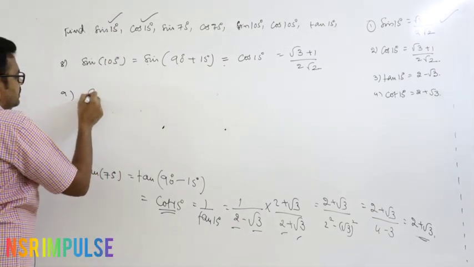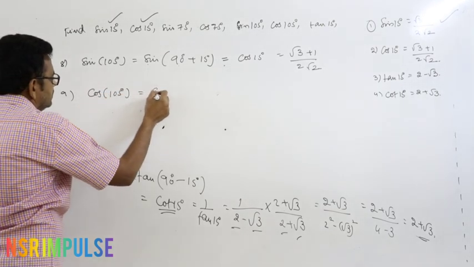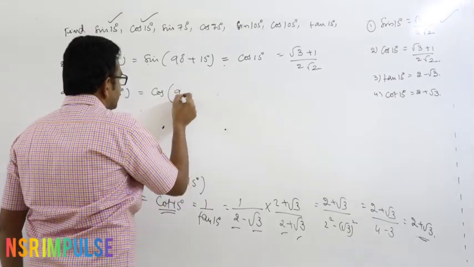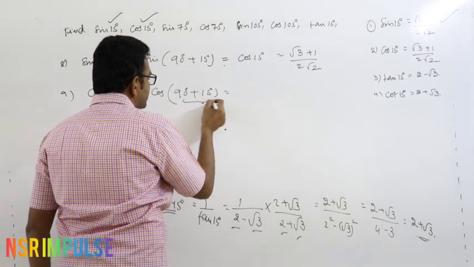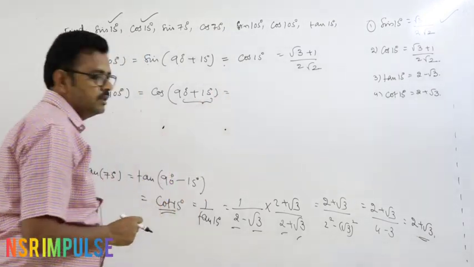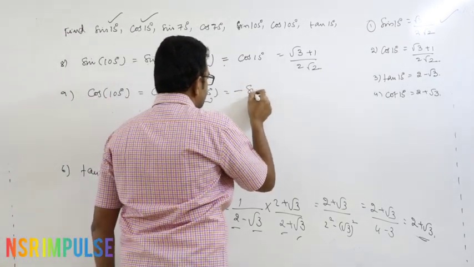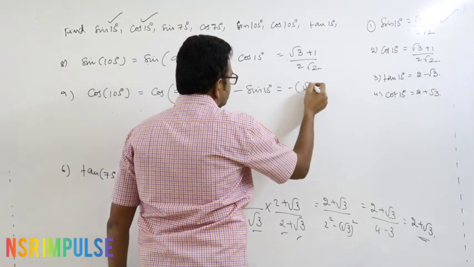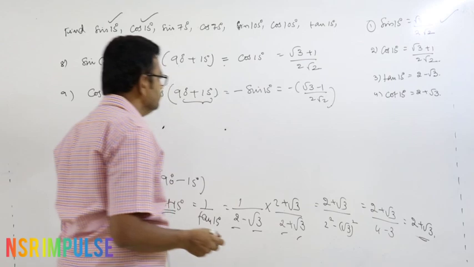Next term, cos of 105 degrees is equal to cos of 90 degrees plus 15 degrees. Cos 90 plus theta, second quadrant, cos is negative. So this is minus sin 15 degrees, that is equal to minus of root 3 minus 1 by 2 root 2.